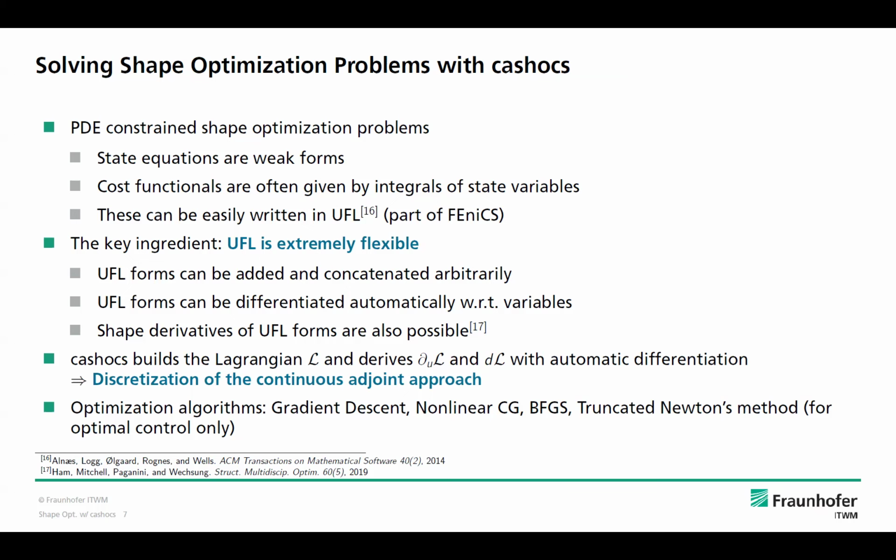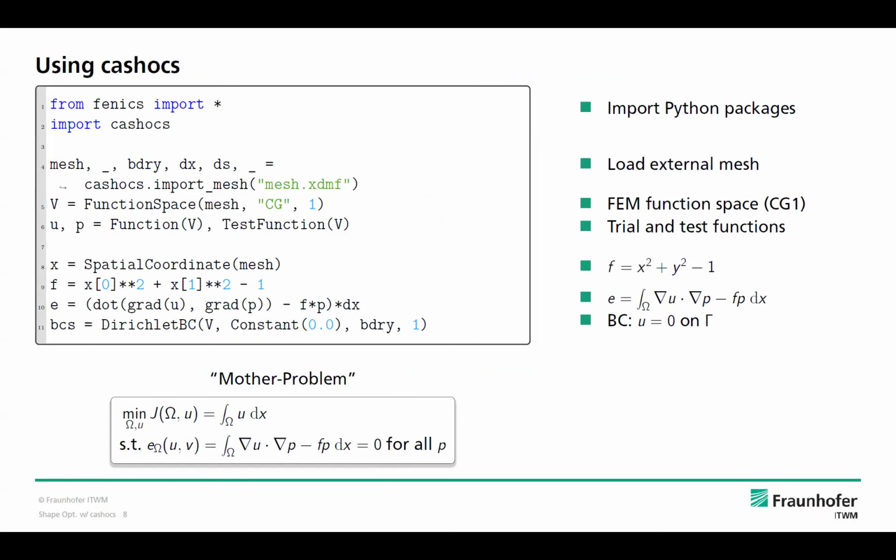Okay, and so to show you a bit and to convince you that it's really easy to apply, I have the so-called mother problem, that's usually the mother problem of optimal control. I adapted it for shape optimization. So just some cost functional constrained with a linear Poisson equation. And it looks basically like you would use FEniCS code, right?